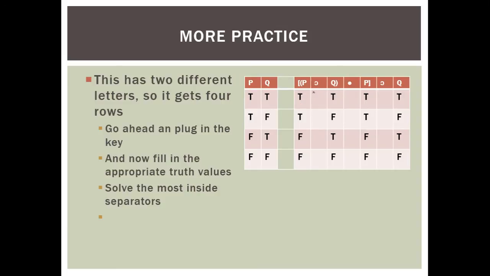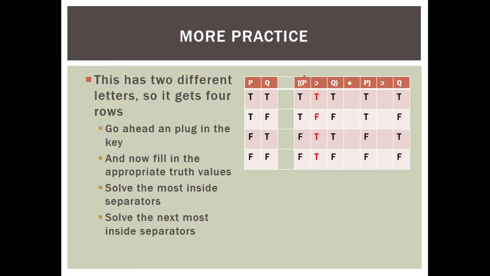So true horseshoe true is true. True horseshoe false is false. False horseshoe true is true. False horseshoe false is true. Once again, for the horseshoe, it's only false when the left side is true and the right side is false. Okay, now I'm going to erase that and plug it in with the computer. So you have true, false, true, true.